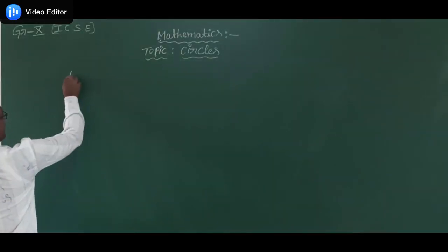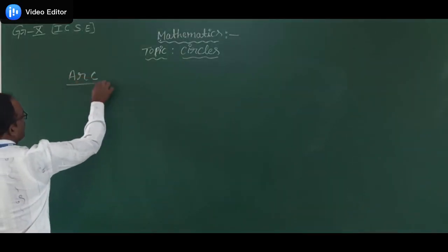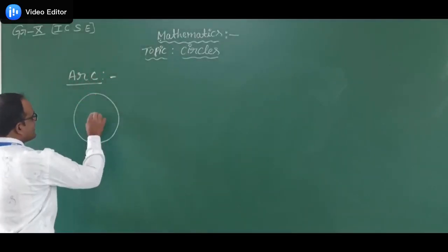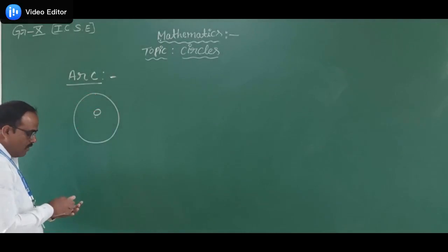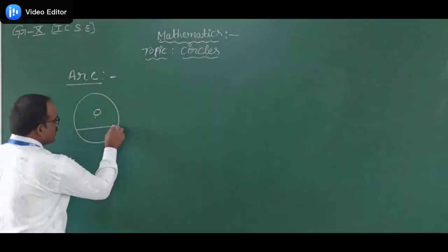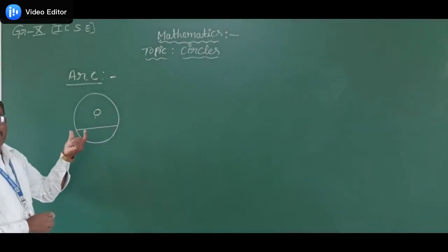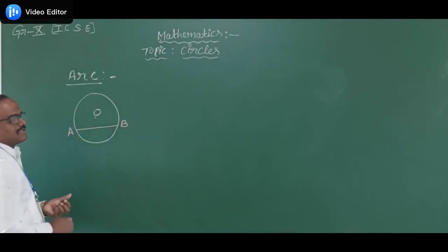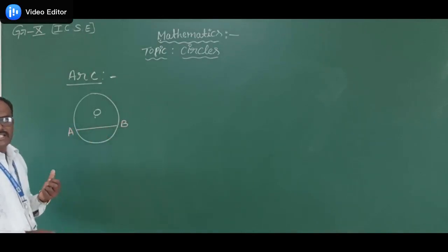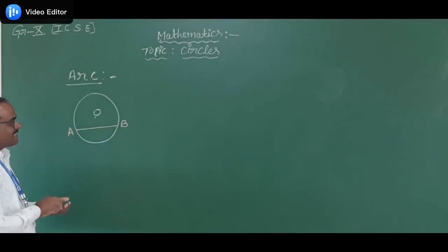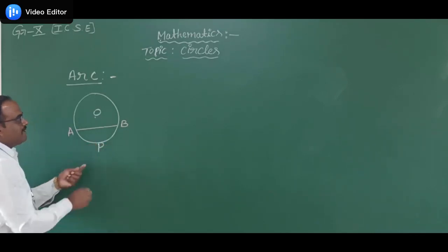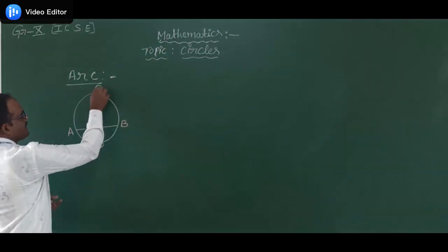What is called an arc? Here I am going to draw a diagram, which is a circle with center O. Now, one of the chords is going to divide the circumference into two parts. That is the line segment AB. Now, in this you can observe, I am going to write the letter P here, and here I am going to write it as Q.